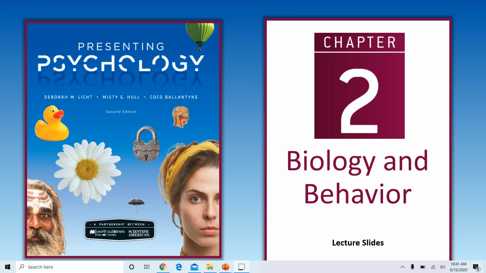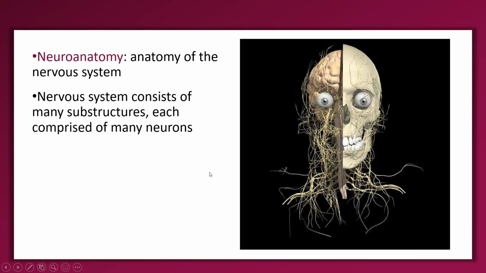Well, welcome back, everybody, and this will be the second part of our biology and behavior chapter. So we will be talking about neuroanatomy, which is the anatomy of the nervous system. And as you'll see, the nervous system consists of many substructures and even smaller structures, and then all of those structures are comprised of the neurons that we had already talked about.